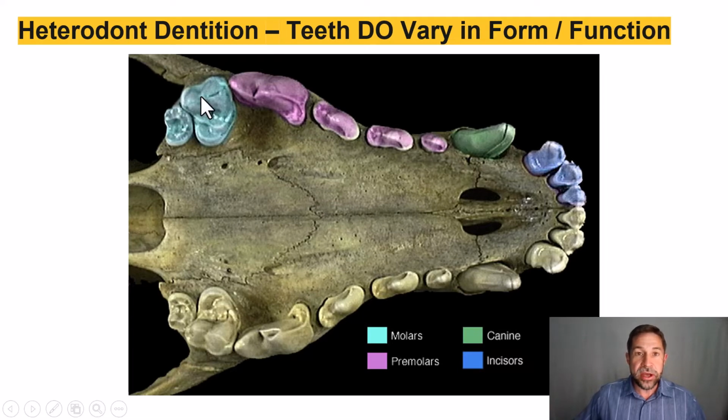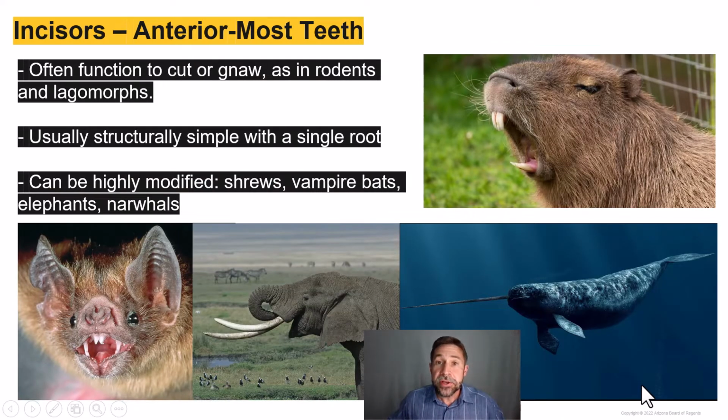So let's take a moment and focus on each of those types of teeth. Incisors typically have a single root and are most often used to snip in the grazers and the browsers, to tear in the carnivores, and then to gnaw in the rodents, like this capybara here, which is the largest rodent in the world, gnawing incisors in the rodents and the lagomorphs, the rabbits and the hares.